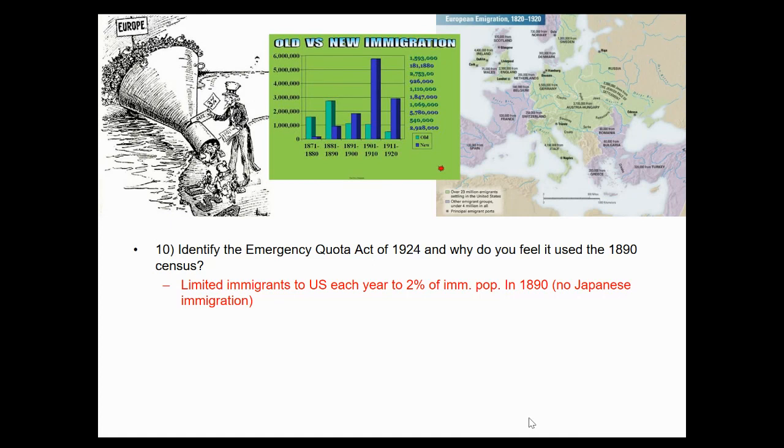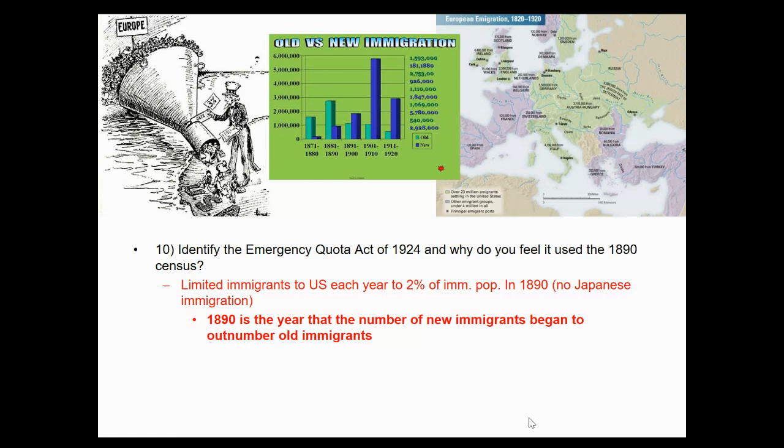It also banned all Japanese immigration. So keep in mind now, in 1924, all Chinese immigration is banned and all Japanese immigration is banned. And those are the only two countries where we excluded anyone from coming. Of course, with the Emergency Quota Act of 1921, there is no limit on immigration coming from Latin America, right? Now, why do they use 1890?